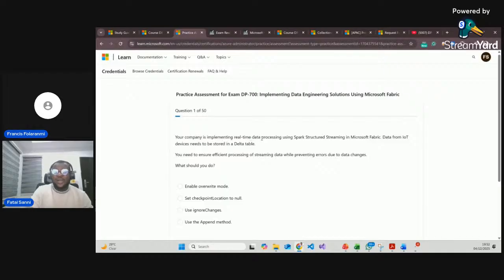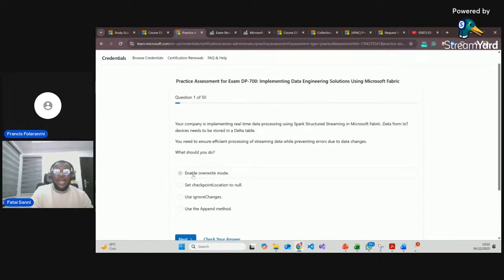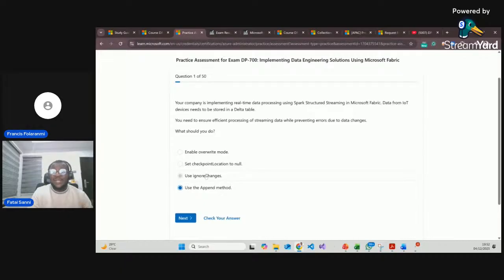So this one says your company is implementing real-time data processing using Spark structured streaming in Microsoft Fabric. Data from IoT devices needs to be stored in a Delta table. You need to ensure efficient processing of streaming data while preventing errors due to data change. What should you do? It says enable overwrite mode, set checkpoint location to null, use ignore changes, use append method. I can't think about this question right now. I'm just going to select any answer.